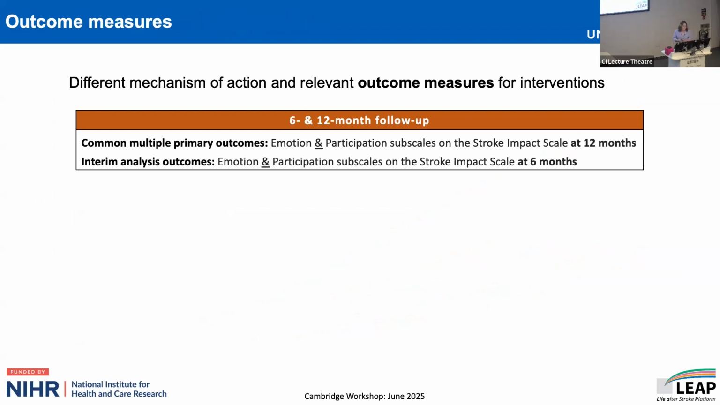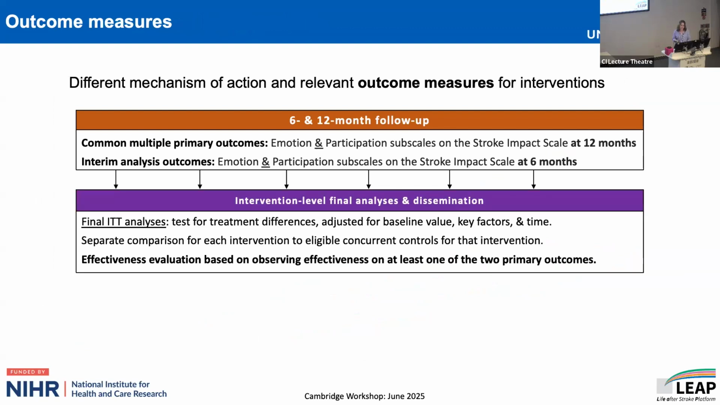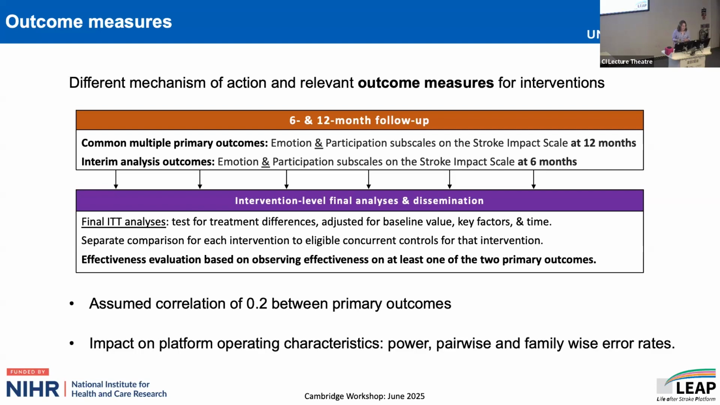Okay, so moving on to outcomes then. To reflect the different mechanism of action for different interventions, we decided upon 2 primary outcomes, the emotion and participation subscales on the Stroke Impact Scale at 12 months, and that at final analysis, an intervention would be declared effective if a beneficial effect was observed on either of those primary outcomes. This obviously impacted on our sample size and meant we also needed to account for the correlation, so how closely related those 2 primary outcomes were. And then Pavel's team was able to help work through the impact of this decision on the platform operating characteristics that we'll look at briefly shortly.